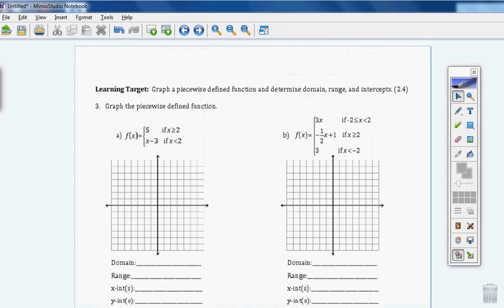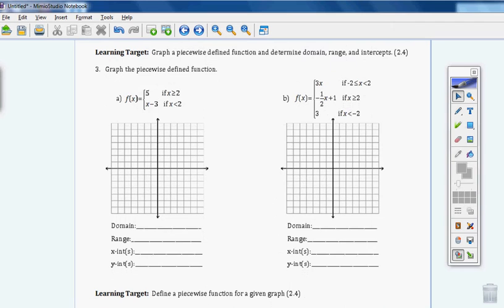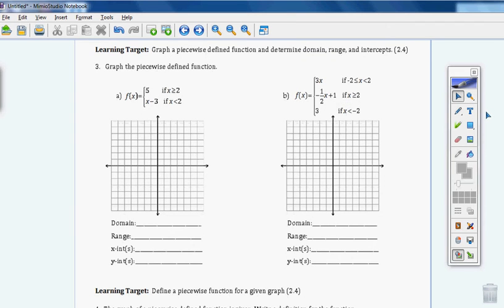Okay, so we want to graph the function and then determine domain and range. So we have two different examples here. Here, just graphing, I'm going to start with 3a. Here I have a horizontal line at 5. So I'm going to go up 1, 2, 3, 4, 5. Typically, I have a horizontal line all the way across.